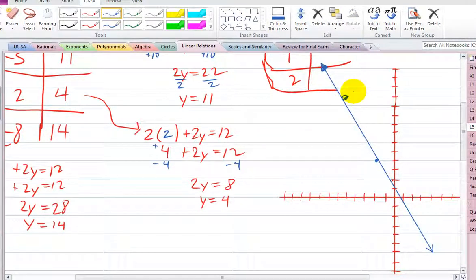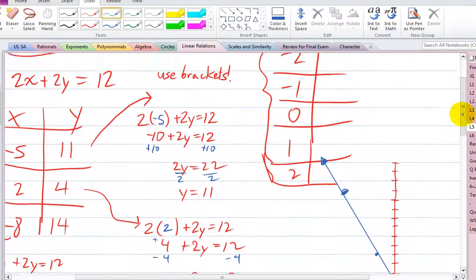Of course it's not super accurate, so your points might have to kind of fake it a little bit and smudge them over so they're on your line. If they're way off, you did math wrong. Any questions? All right. So that's graphing, finding points when you're given an equation.